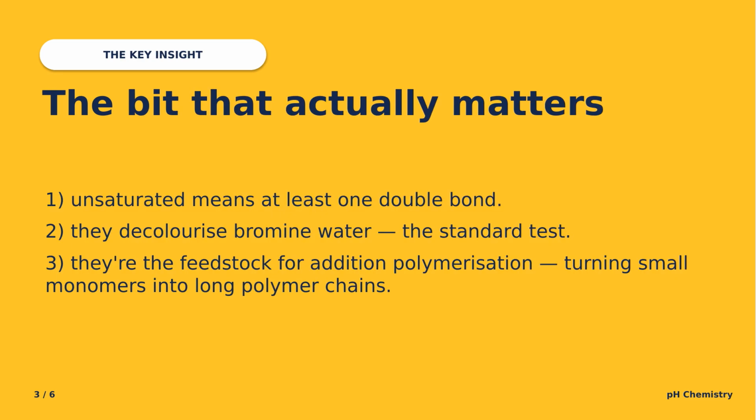Three things. 1. Unsaturated means at least one double bond. 2. They decolorize bromine water, the standard test. 3. They're the feedstock for addition polymerization, turning small monomers into long polymer chains.